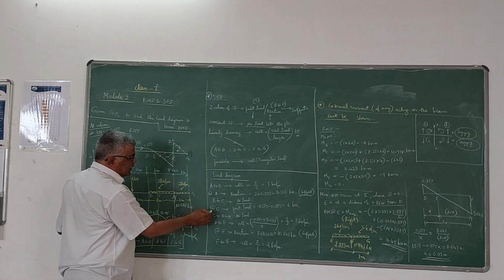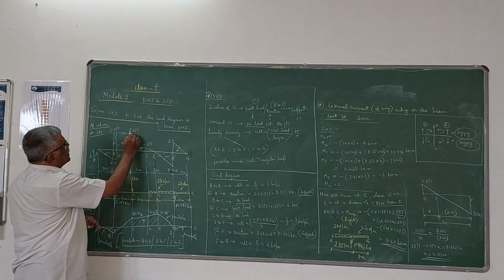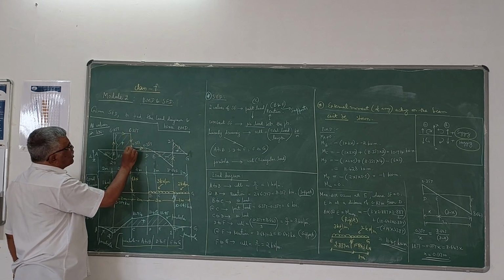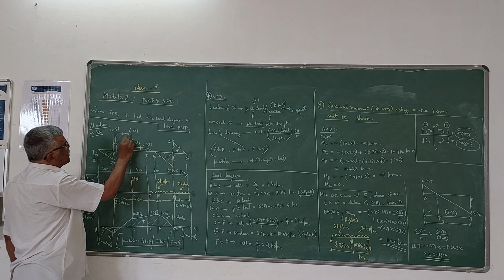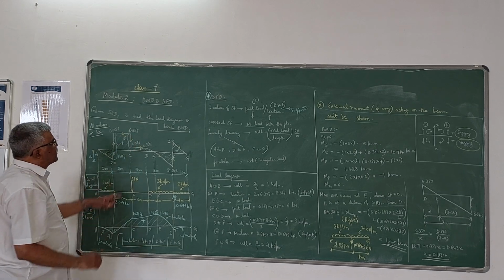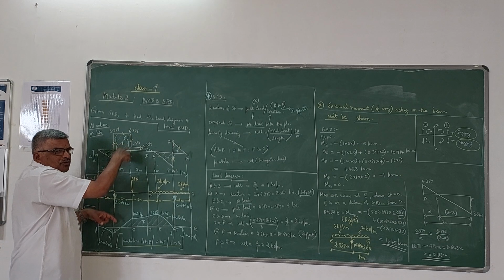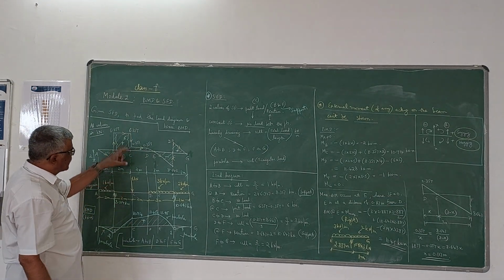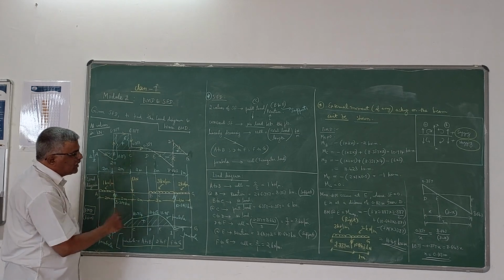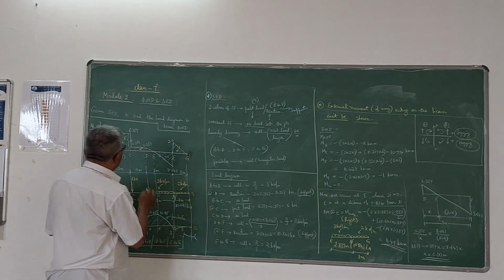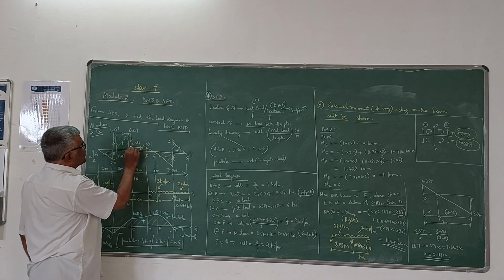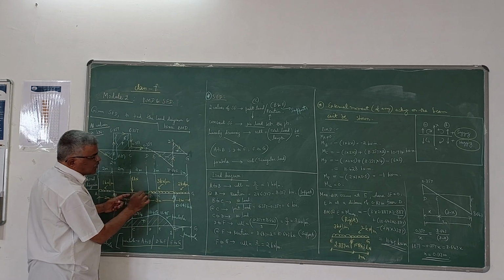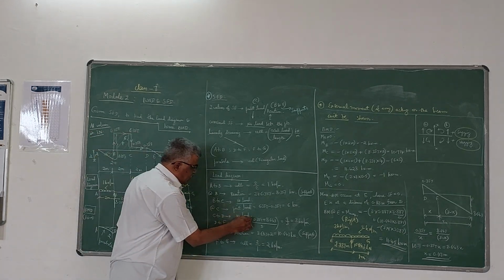Then at C, you can see the shear force decreases from 6.357 to 0.357. That means the difference is 6 kilonewton. Shear force is decreasing, so a downward force of 6 kilonewton is acting at C. So that we can show here. Then from C to D, the shear force is constant. It is not varying. It is horizontal. Therefore, there is no load from C to D.